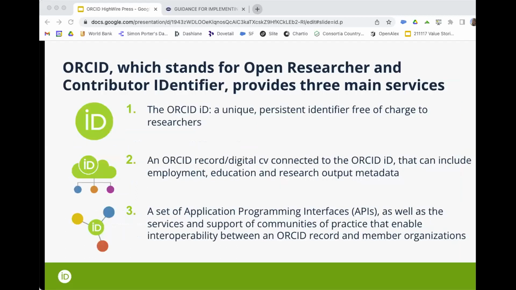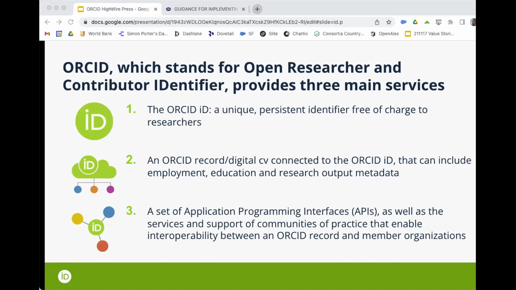So Orchid stands for Open Researcher and Contributor Identifier. We provide 3 main services. First is the Orchid ID, or just the Orchid. People seem to use them interchangeably. Regardless, it's the free, unique, persistent 16-digit identifier that researchers own and control forever, that distinguishes and disambiguates them from every other researcher throughout their careers.